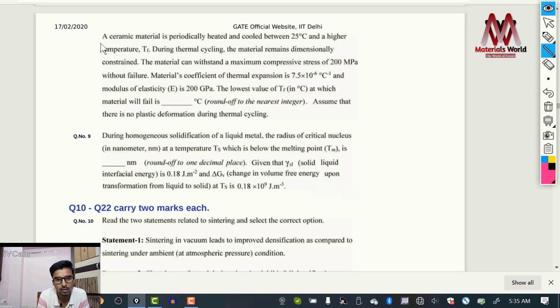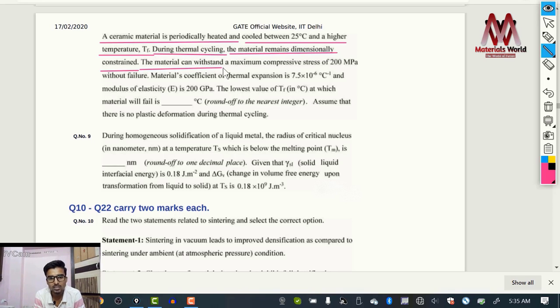A ceramic material is periodically heated and cooled between 25 degrees Celsius and a higher temperature TF. During the thermal cycling, the material remains dimensionally constant. The material can withstand a maximum compressive stress of 200 MPa without failure. The material's coefficient of thermal expansion is given as this value, and the modulus of elasticity is given as 200 GPa. So, the lowest value of TF at which the material will fail.